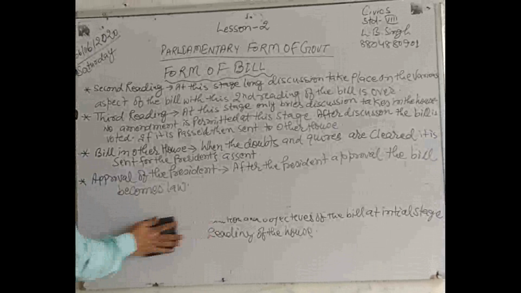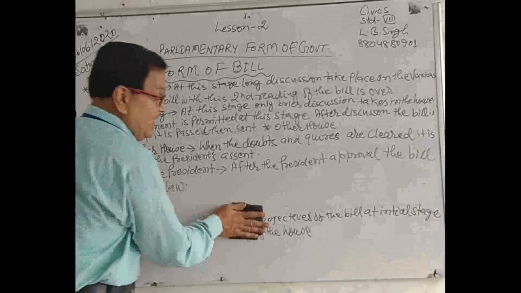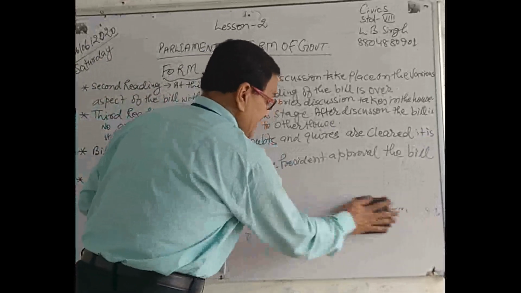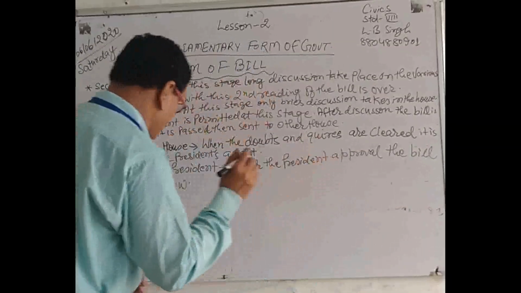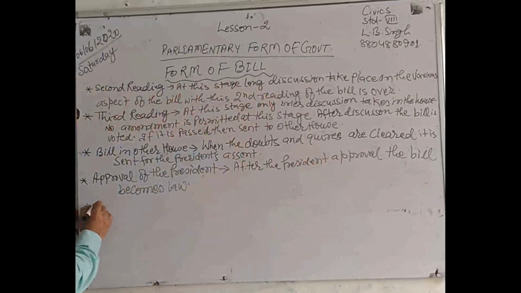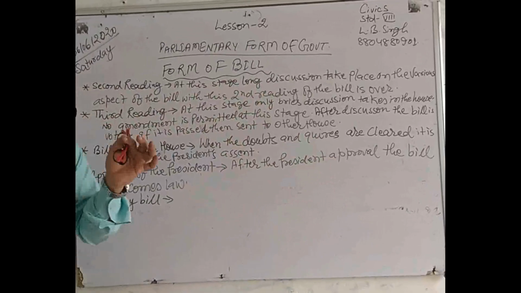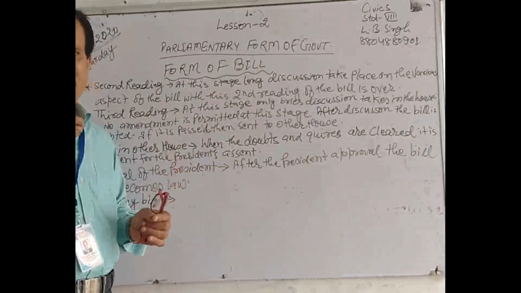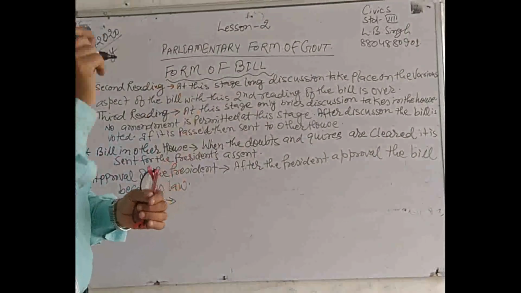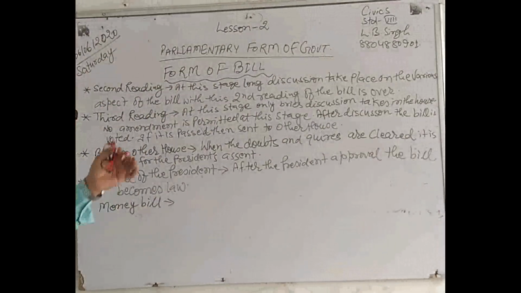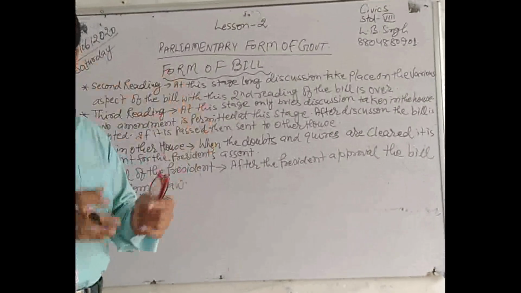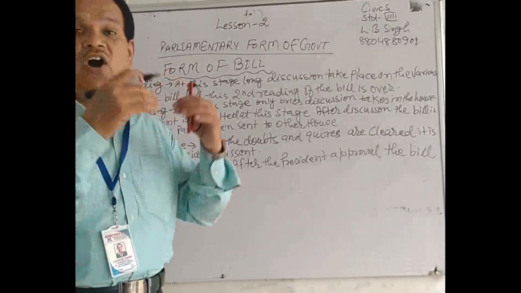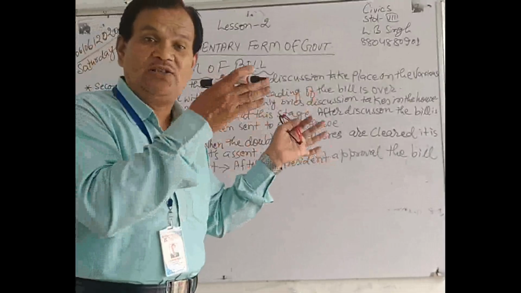The next thing is that in front of us we have mentioned the ordinary bill. Now only one thing remains, that is the money bill. So we have to study that. Now we will discuss one point regarding the money bill. A money bill is a bill which includes the expenses of the country.